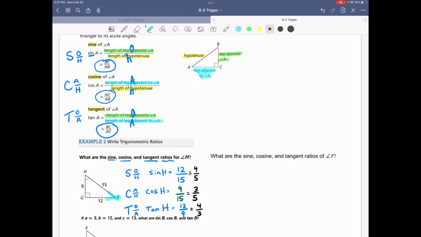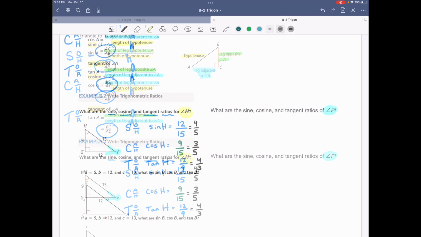And then you might see a pattern, which we'll talk about when we come back to the video, or before we play the video. We're going to talk about any patterns that you notice between angle H and angle F. What do you notice between their sine, cosine, and tangent, your trigonometric ratios?